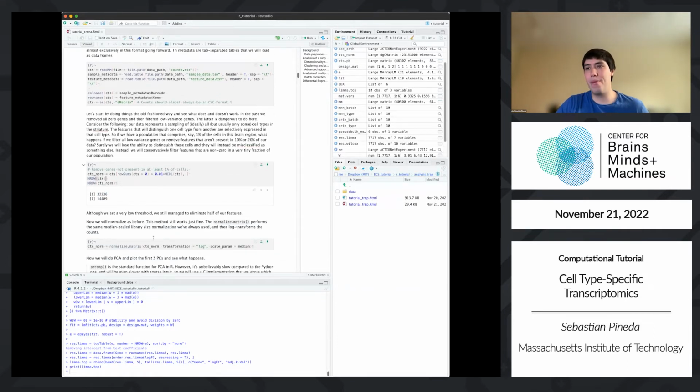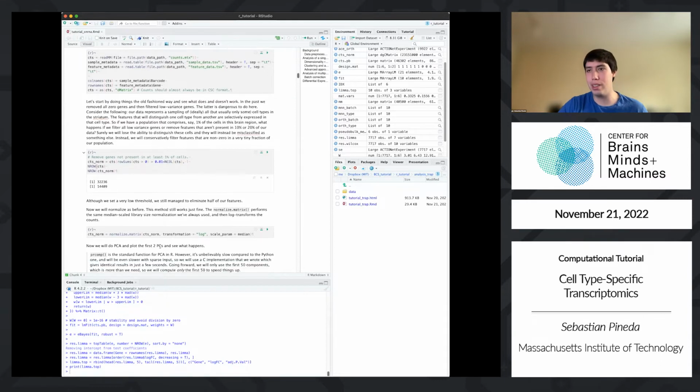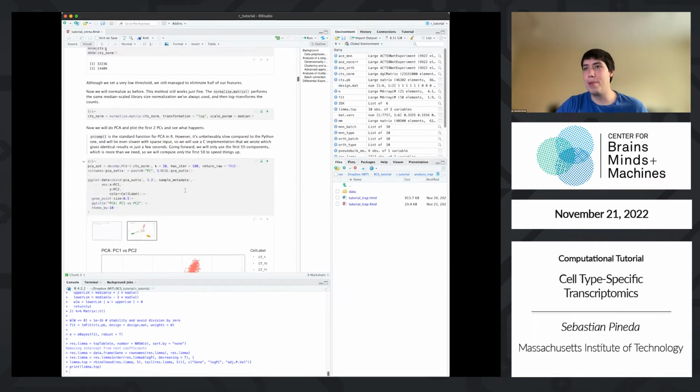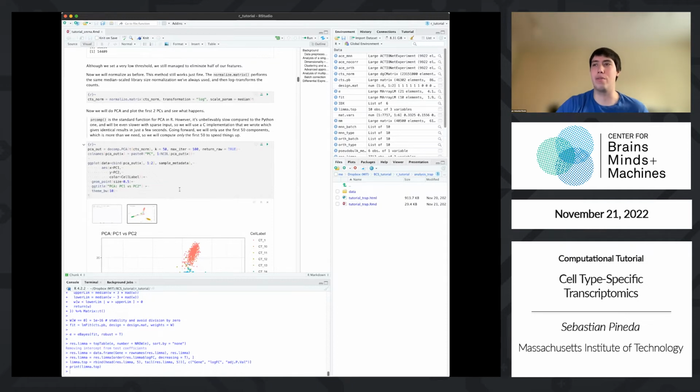And now we do the exact same thing. We normalize our data the same way. We scale the columns. We log transform them. I think we already did this part. I don't have to run it again. And now we're going to start doing the same thing we did with the trap data.